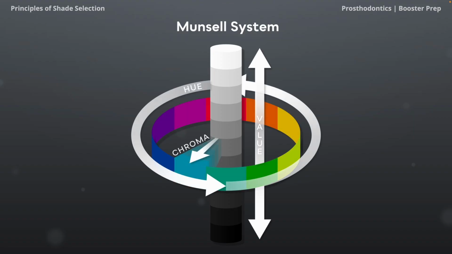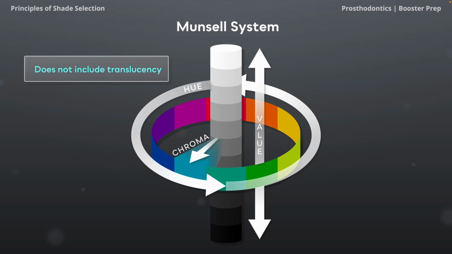Now, one important point to remember is that these three dimensions, hue, value, and chroma, are interrelated, meaning they work together to determine the overall appearance of a tooth or restoration. It's also important to note that the Munsell system doesn't include translucency, although translucency is an important consideration for aesthetics.